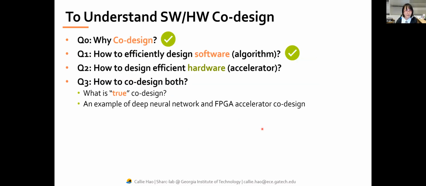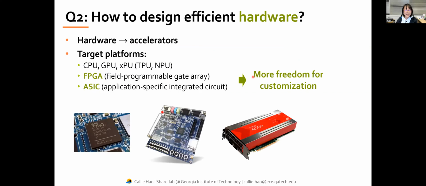Okay, so I think so far we have covered question 0 and question 1, that is, how can we efficiently design algorithm software. And now let's take a look at question 2: how to design efficient hardware, meaning these accelerators. Again, I will also cover a lot of basics for this accelerator design. So in this scenario, what are we talking about when we are referring to this hardware?